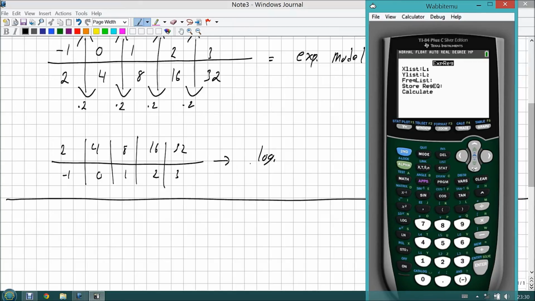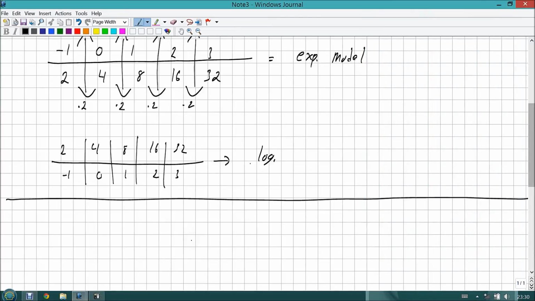We then make sure that our x list is L1 and our y list is L2, and then we tell it to calculate. Here you go, calc. It gives us the equation y is equal to a times b to the x. b is 2 and a is 4. So our equation would be y is equal to 4 times 2 to the x power, and that would be the equation that best represents this data.